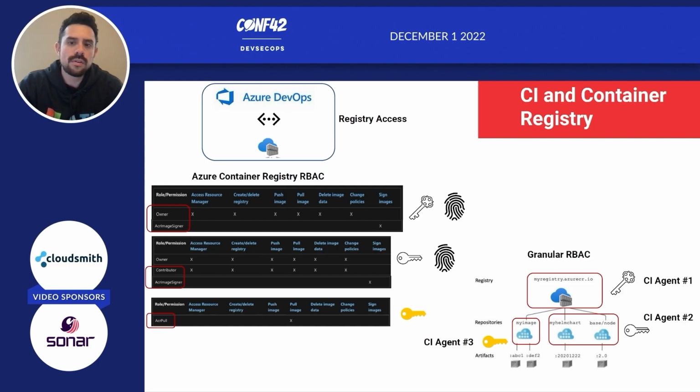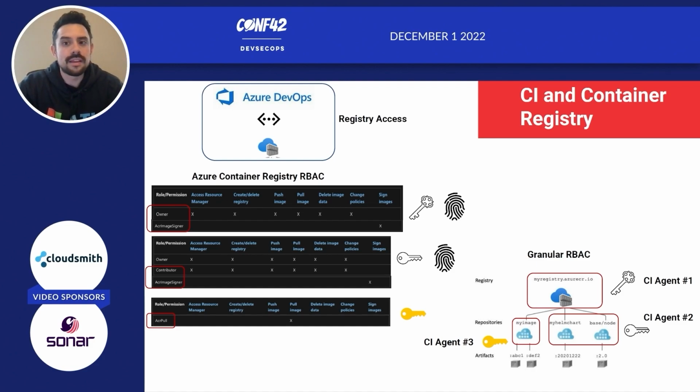A little more elevated permission might be the CI agent number 2 key, which has, in this case, visually 2 repositories that grant that key holder contributor and ACR image signer permissions. This is great for a pipeline that will be doing pushes to those repositories. That way the pipeline can digitally sign those images and consumers know which pipeline or which team that uses that pipeline produced said images. And again, the most highly privileged key is CI agent number 1.